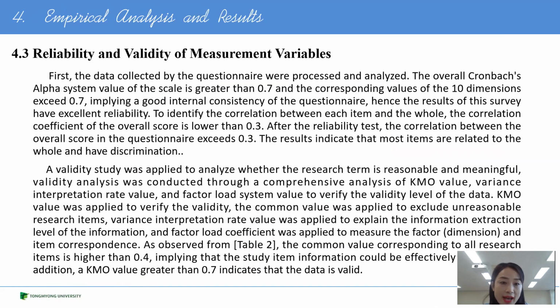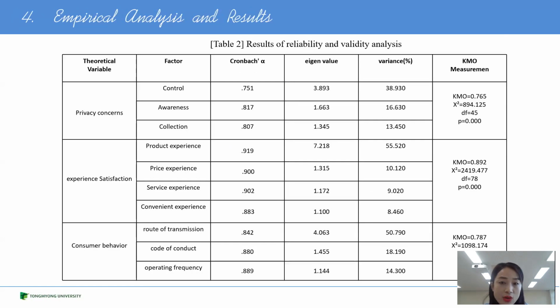Three, reliability and validity of measurement variables. The results of reliability and validity analysis are shown in Table 2. The overall Cronbach's alpha value of the scale is greater than 0.7, and the corresponding values of the 10 dimensions exceed 0.7, implying a good internal consistency of the questionnaire. Hence, the results of this survey have excellent reliability.